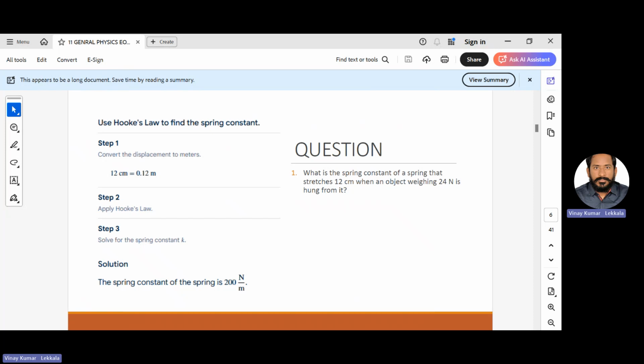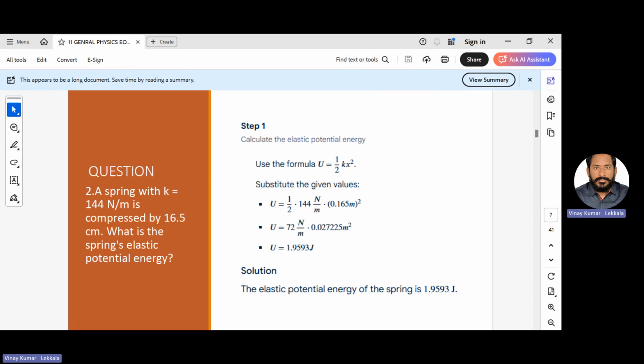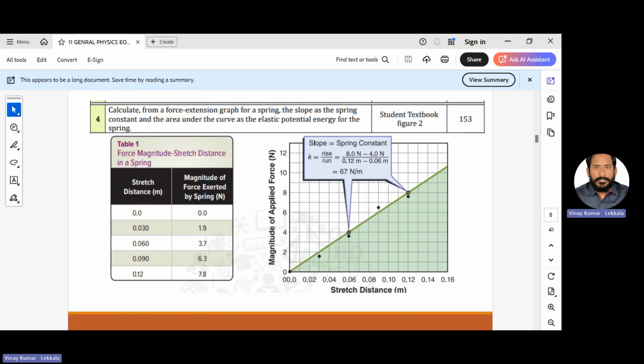Here the solution is F equals minus kx. I have given sample questions here, so you can practice with these, and there are definite questions from potential energy. Coming to the fourth question, it is on the force and extension graph. The area of the graph gives the force constant. Because force is taken on the y-axis and displacement on the x-axis, F by x gives the force constant, which is the slope of the graph.